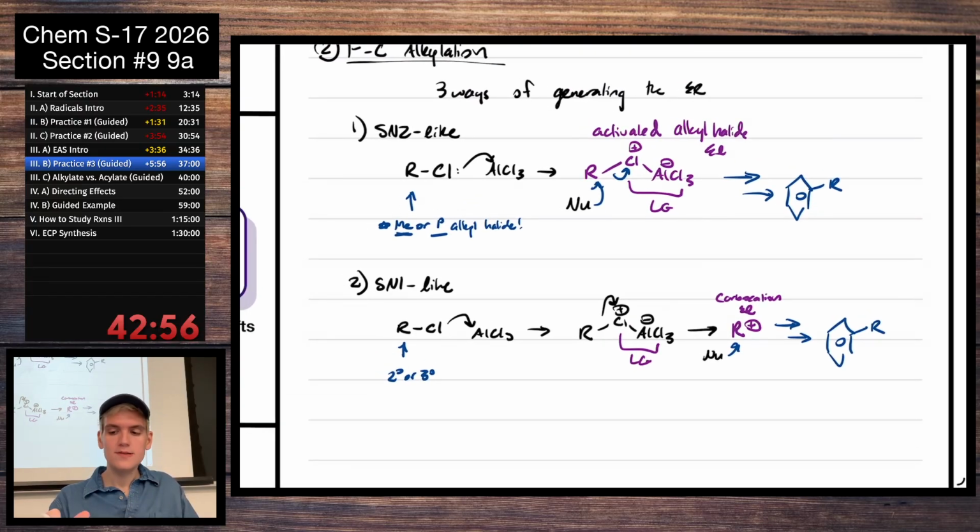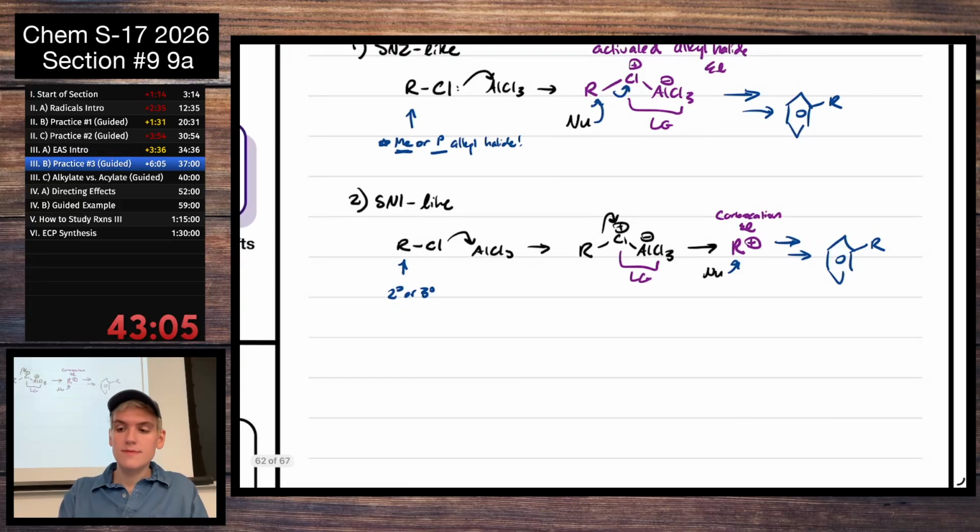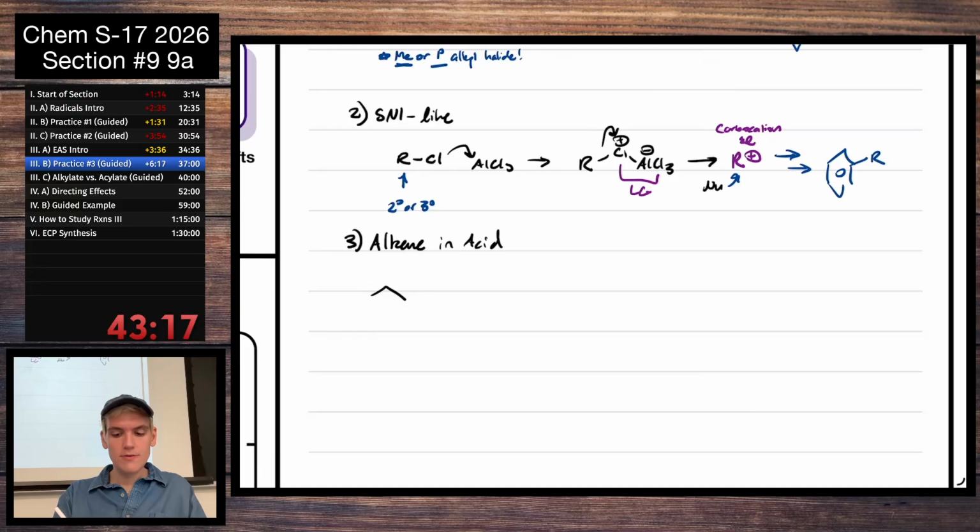So the first type was an activated halide, just associating with the AlCl3, SN2 attack. We could do a carbocation, SN1-like. And the third way that we can do it is through an alkene and acid. So this would use some sort of alkene like this, and maybe I'll put an R group on it. This can go and grab a hydrogen. And when we do that, it's going to make a carbocation. That's our good electrophile. So yet again, our good electrophile is a carbocation. We just have a different way of generating it from an alkene.